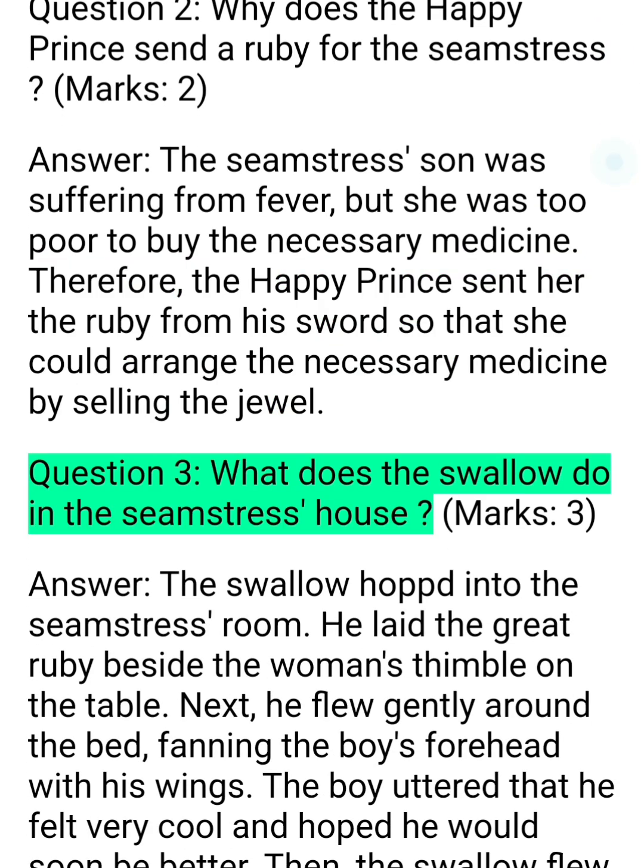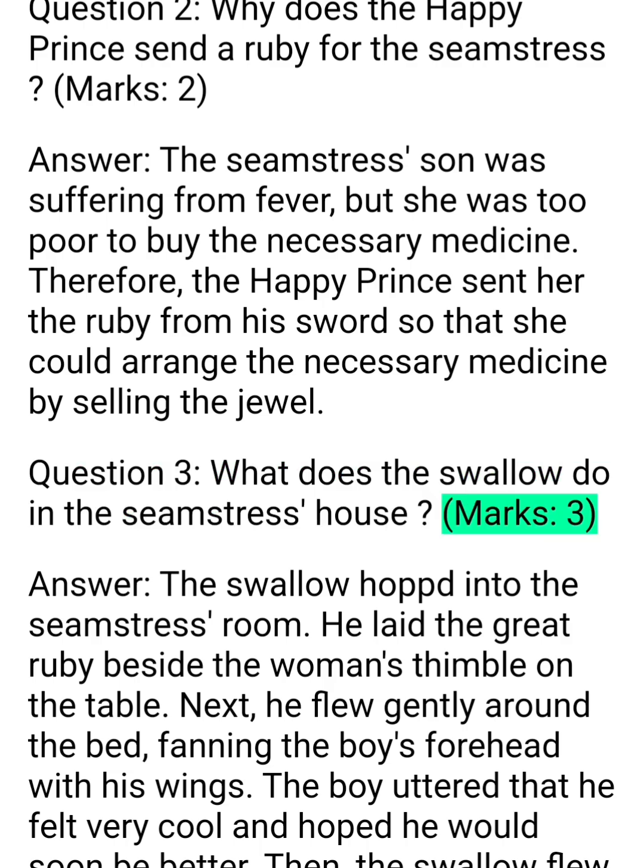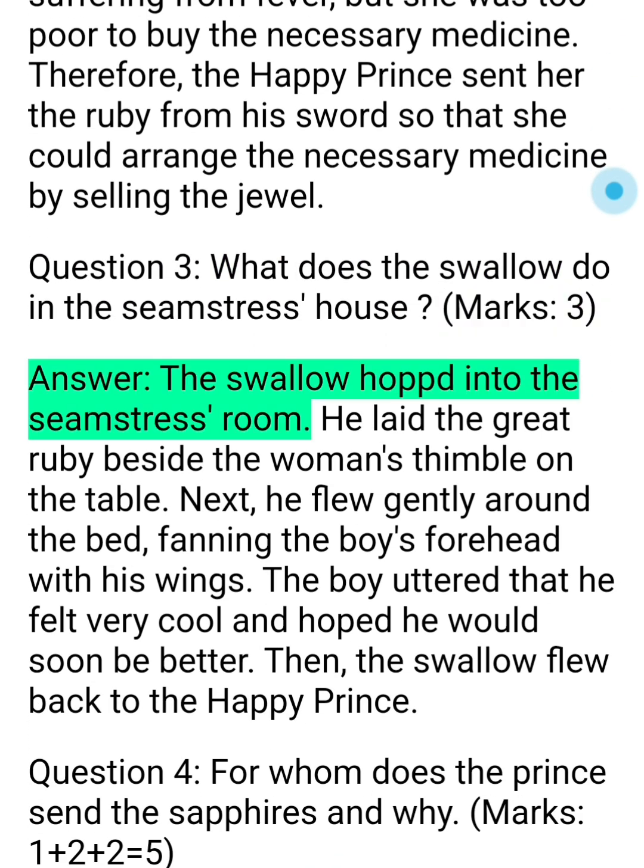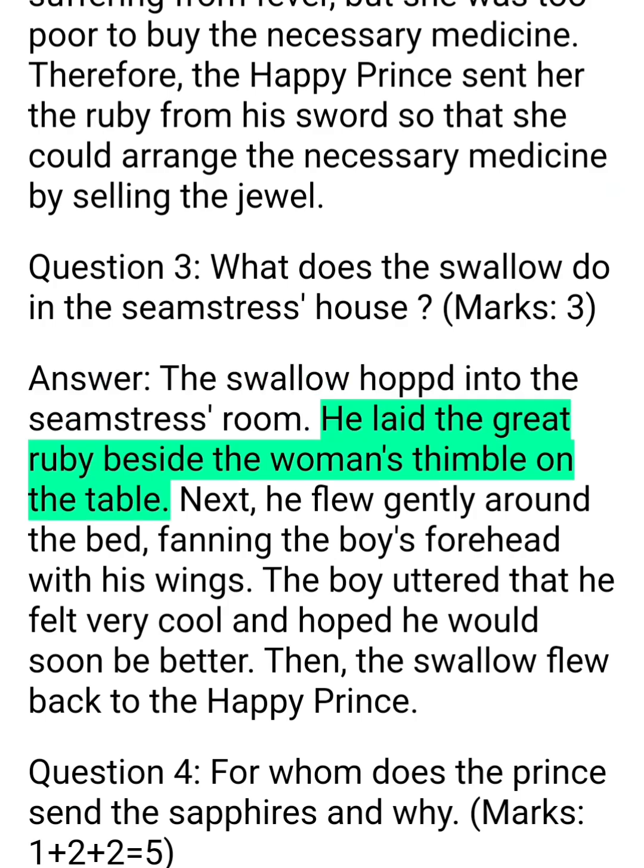Question 3. What does the swallow do in the seamstress's house? Marks 3. Answer: The swallow hopped into the seamstress's room. He laid the great ruby beside the woman's thimble on the table.